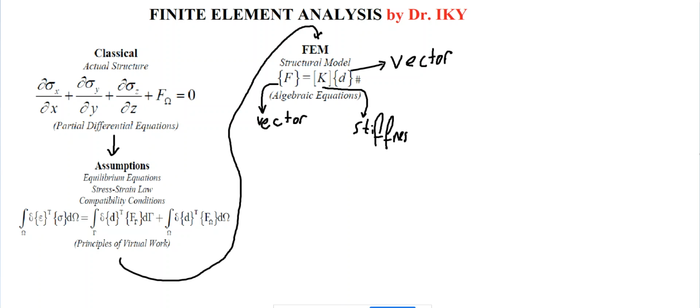For this one, let me change the system like this. If we have force vector F equal to K matrix multiplied by D vector, I'm going to leave D alone. So we will get the vector D equal to the inverse of K matrix multiplied by force vector F.